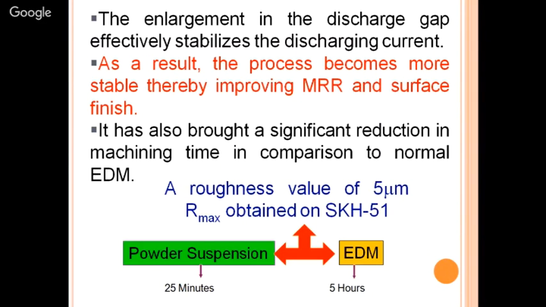How? A roughness value of 5 micron is obtained on SKH51 material. By EDM, we can obtain 5 micron in 5 hours, but by suspending the powder particles into the dielectric fluid, we can achieve it in just 25 minutes.